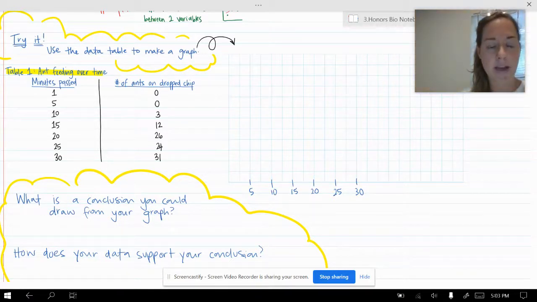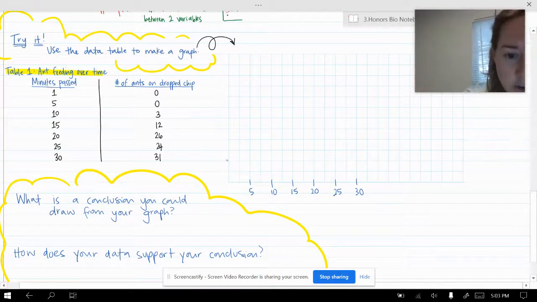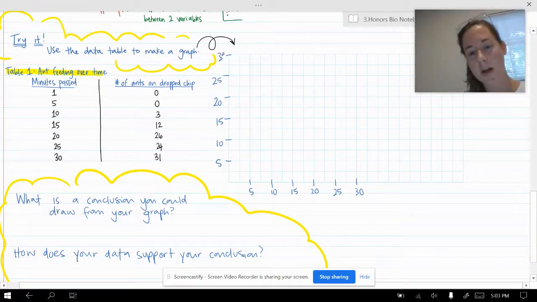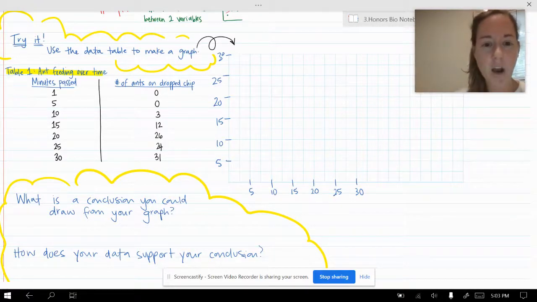Okay, and then my dependent variable was the number of ants that came to the dropped chip. So I'm going to count for this one also by 5s. Yeah, also by 5s. I'll go every 2. So 5, 10, 15, 20, 25, 30. I wish that this was a little bit taller, but it's not. So that's okay. All right.